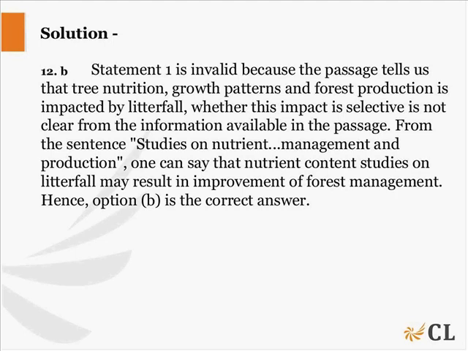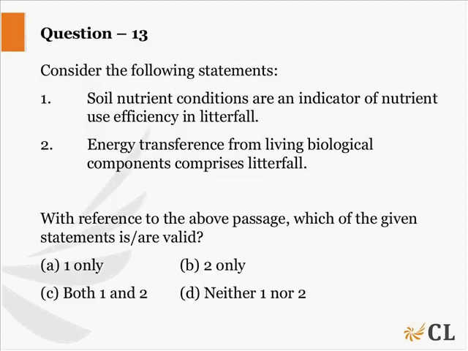Well, there is something for 13 also, so at least let me finish this and then we move. The 13th says, soil nutrient conditions are an indicator of nutrient use efficiency in litter fall. Now, what I have to find is efficiency in litter fall. So, soil nutrient conditions are an indicator of nutrient use efficiency.